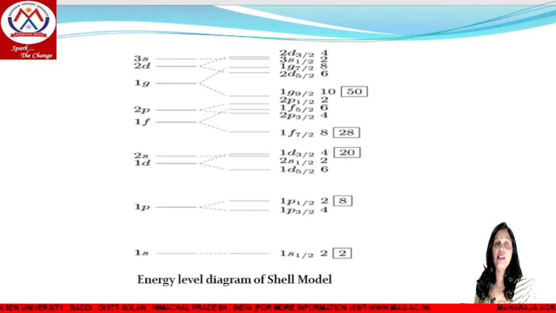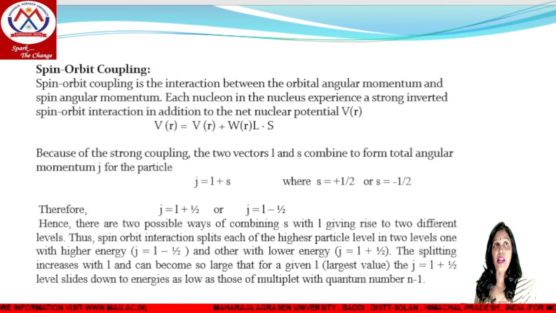First we see that 2, 8, 20, 28, 50 are the magic numbers, and shell closures occur at these magic numbers. We have s, p, d, f shells and these are filled accordingly. The spin orbit coupling: spin orbit coupling is the interaction between orbital angular momentum and spin angular momentum. Each nucleon in the nucleus experiences a strong inverted spin orbit interaction in addition to the net nuclear potential.